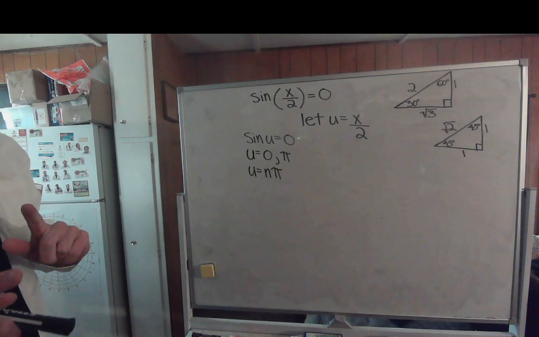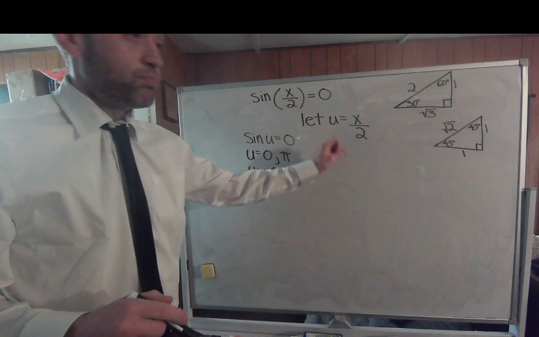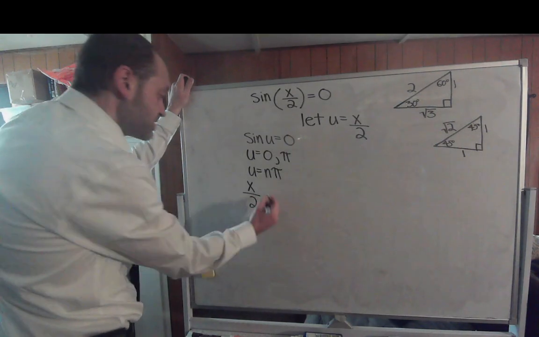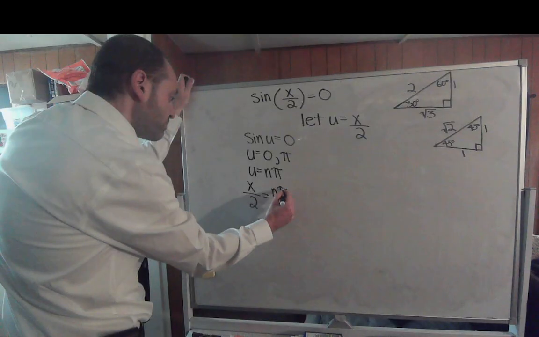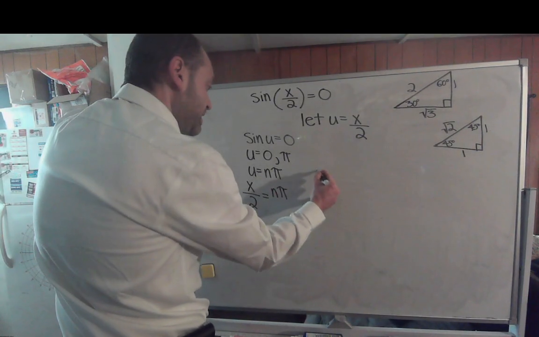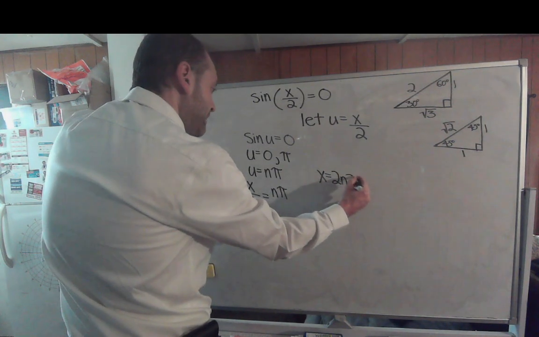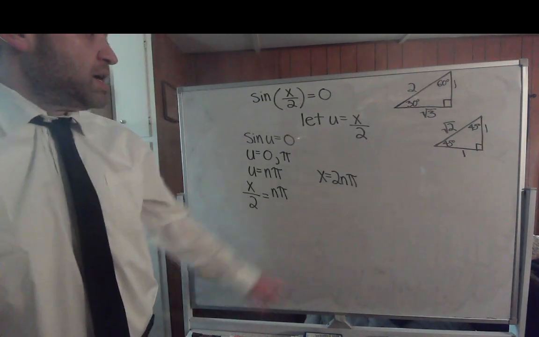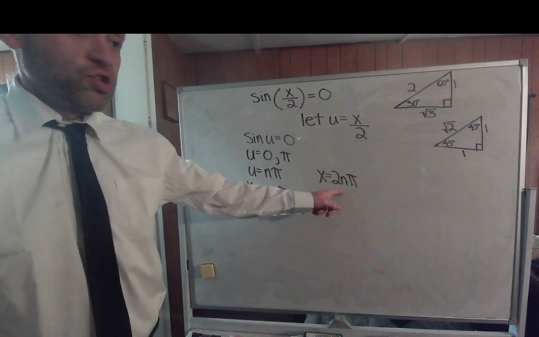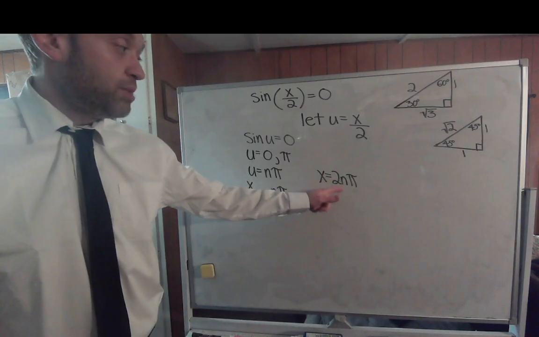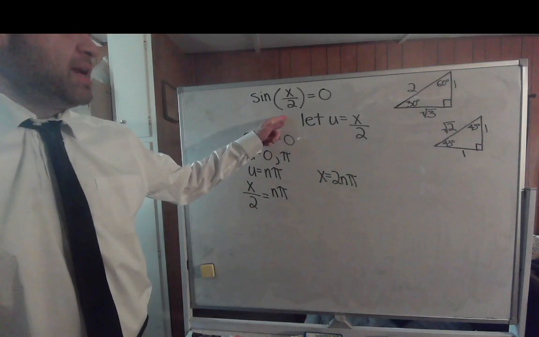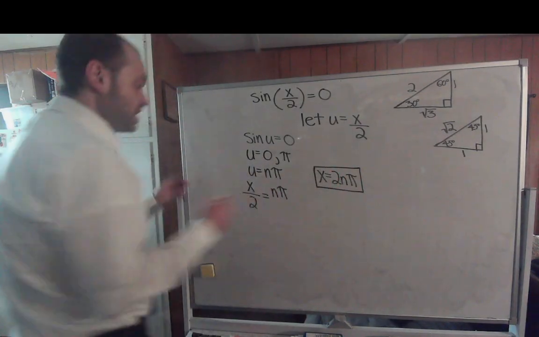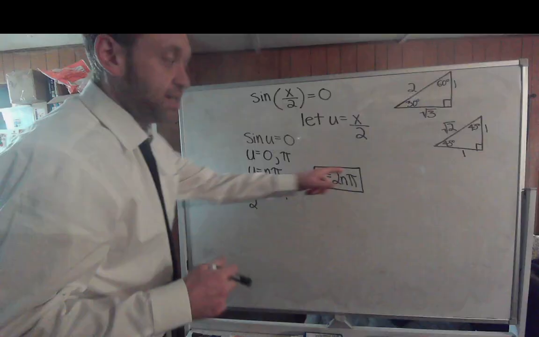But in the end, we're not done yet. We got to take that u and put x over 2 back in for u. So now this turns into x over 2 equals n pi, which would actually end up giving you that x equals 2n pi. And of course we want to check for extraneous solutions. With n being an integer, any integer multiple of 2 pi will give you a sine of 0. So the general solution is that x is going to equal 2n pi.